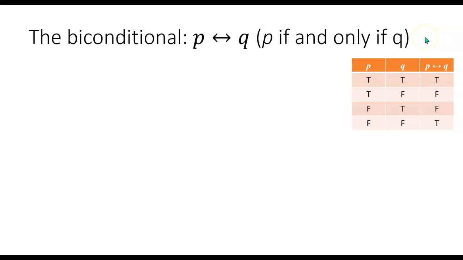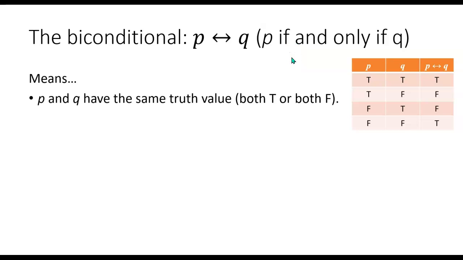So that means that for P to be true, Q must be true, and that's the only way that P could be true. So another way to put it is that P and Q have the same truth value as each other. They're either both true or both false. So if either one of them is true, the other must be true. If either one of them is false, the other must be false.